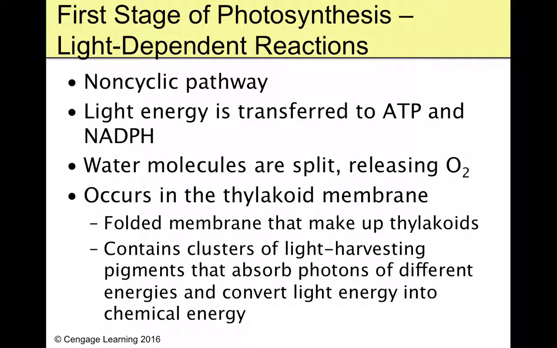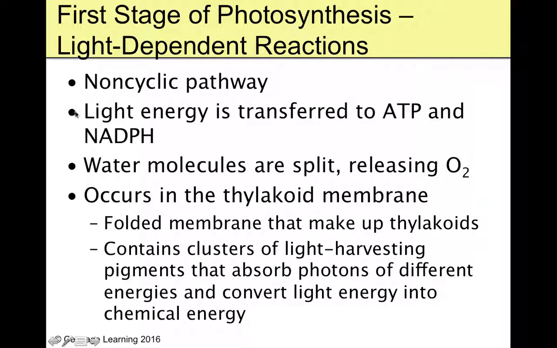So our first stage of photosynthesis is called the light-dependent reaction. Light-dependent means that we absolutely require sunlight or light from a light bulb or something to get these reactions going. And we call this non-cyclic, which means this pathway is not a cycle. It has a beginning and an end, and the end products do not cycle back in to the beginning of the reaction.